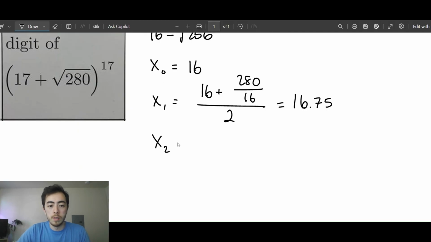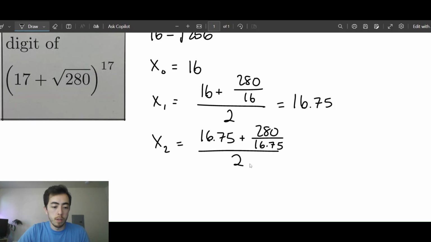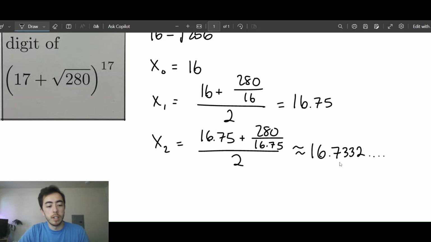So let's just see what happens when I do this second iteration. I'm going to plug in this 16.75 in the spot where the 16 once was, and I will find the average of these two numbers. And let's see what happens when I plug this into my calculator. I'm going to get a long decimal number. It's not actually equal to this number, so let me use little squiggly lines. It's going to be about 16.7332, and then there's some other decimal places over here.